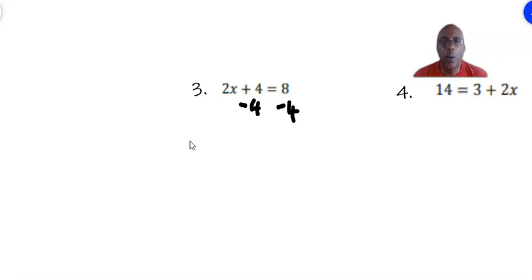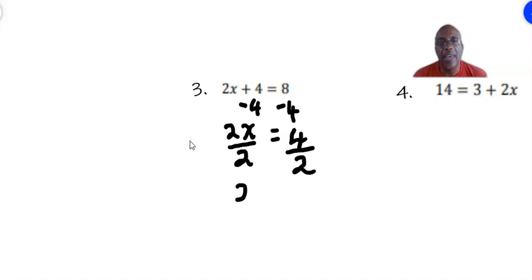When we do that, we'll end up on the left side with 2x. The 4's will just cancel out. And on the right side, 8 minus 4 is 4. But we still don't have the answer because we want only x on the left side. So since we have 2 times x, we will divide by 2 on the left side to get x and do the same on the right side. So we'll have x on the left side equals 4 divided by 2, which is 2.